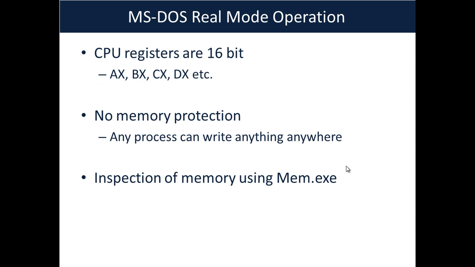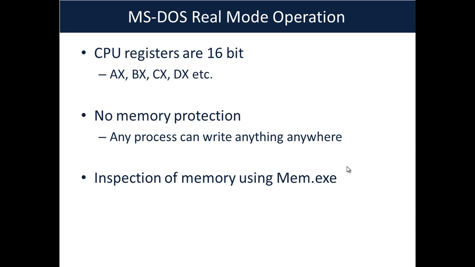Now, MS-DOS real mode operation, as we already mentioned, all the CPU registers are 16-bit. One of the downsides is that there is no memory protection, which means any DOS program can write anywhere. It can even overwrite critical parts of the MS-DOS operating system and crash the machine. This is one of the key drawbacks of real mode operation.